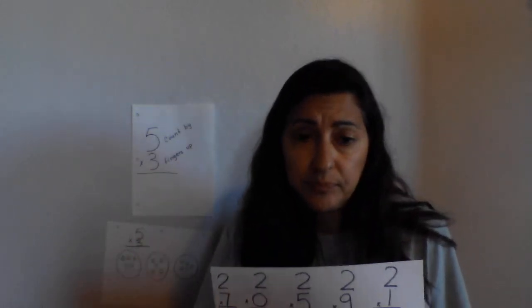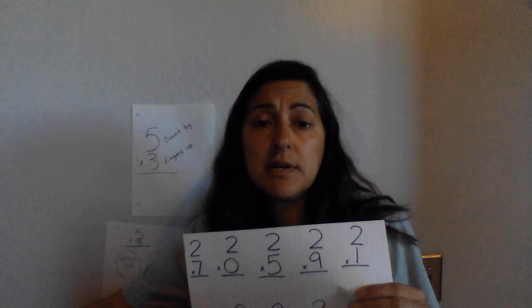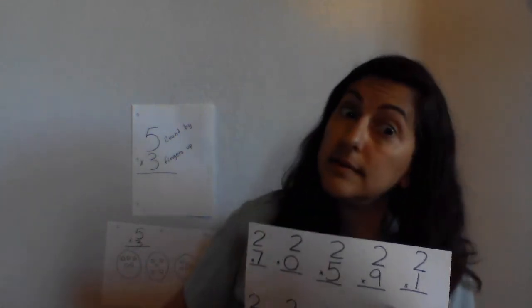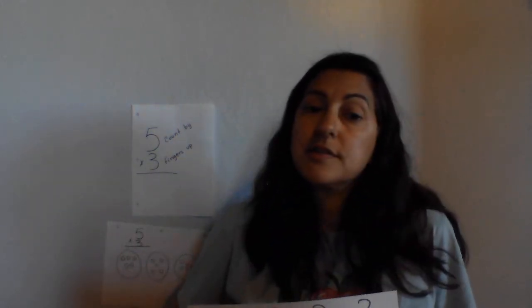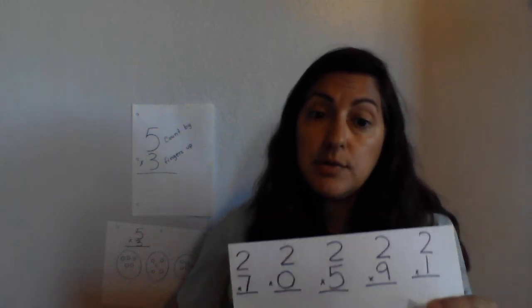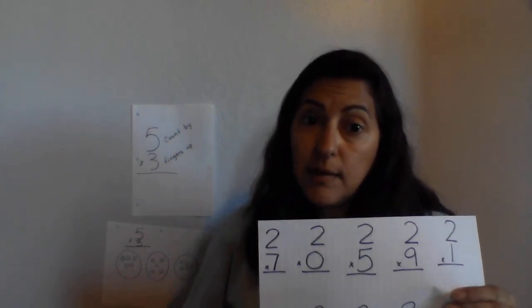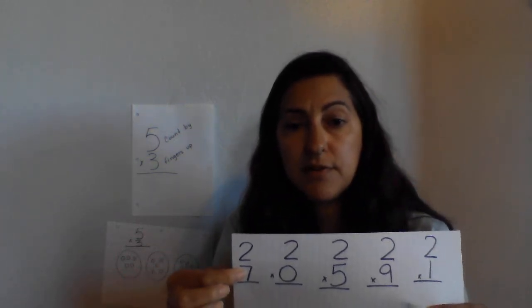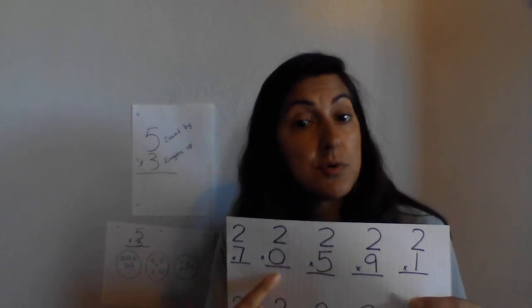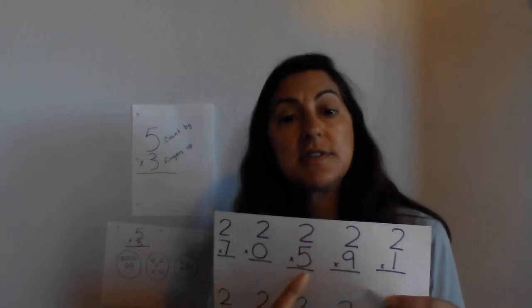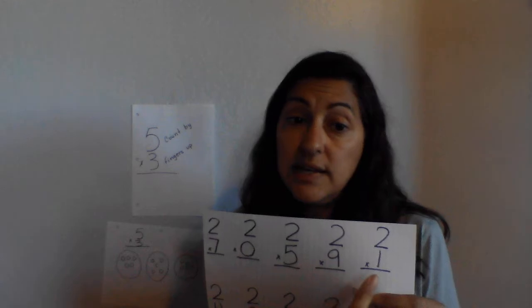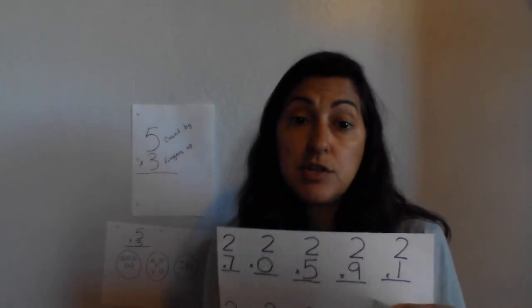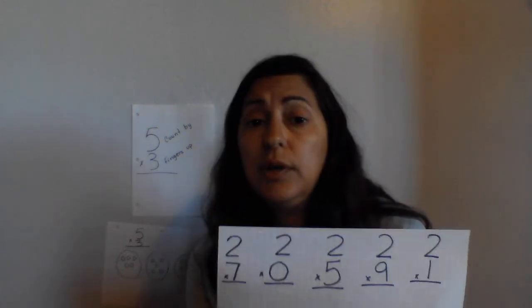2. Okay, so you might be noticing that, Mrs. King, these seem pretty easy. There's another really easy way to do these, and that is just to think of them as doubles. 7 plus 7 is 14. 0 plus 0 is 0. 5 plus 5 is 10. 9 plus 9 is 18. 1 plus 1 is 2. That is a trick that works only for twos.